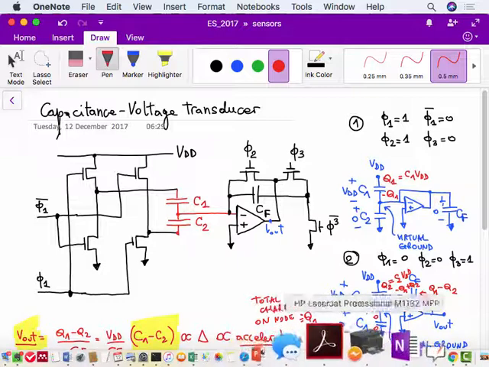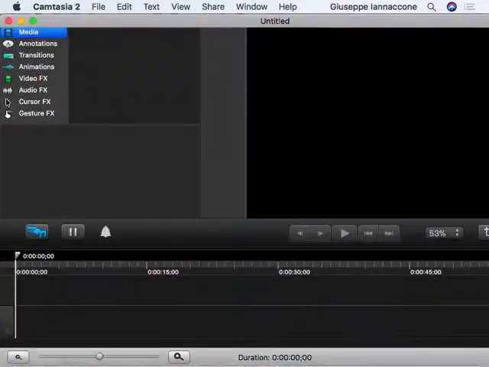Okay, so this was just to conclude the description of the MEMS accelerometer.